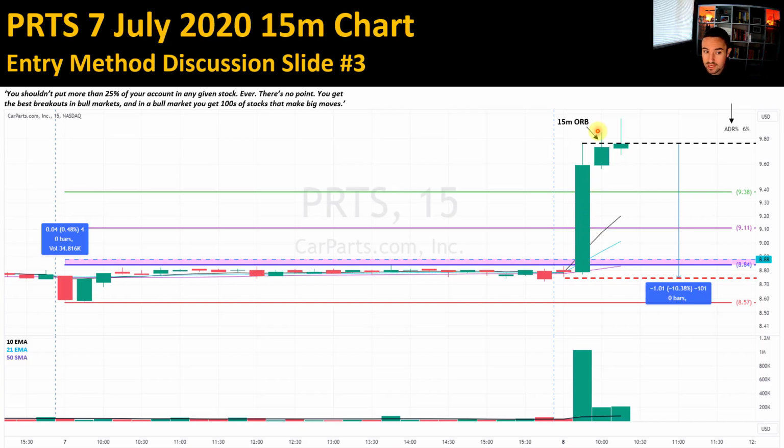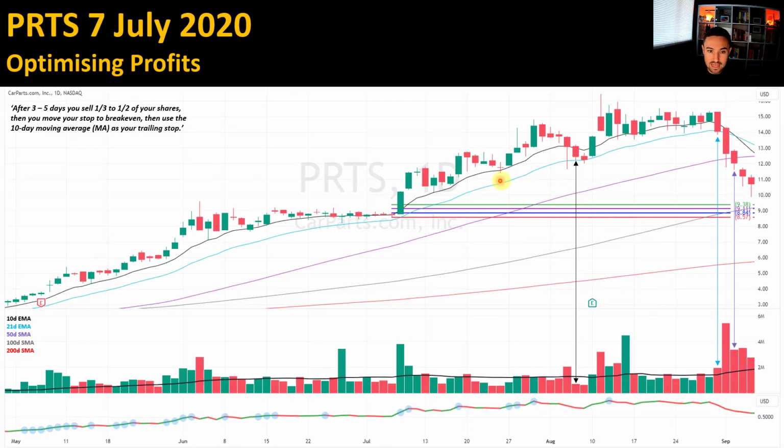Because with the higher time frames, like the 15-minute and the 1 hour chart, if it's going to be a really explosive breakout, it can just be gone, and then the risk doesn't make any sense. Make sense? So PRTS. Now, in terms of optimizing the profits, the 10-day EMA is going to be the black line that you see in here. So I'm pointing to the first close below the 21-day EMA over here, and then the first close below the 50-day moving average is going to be over here.